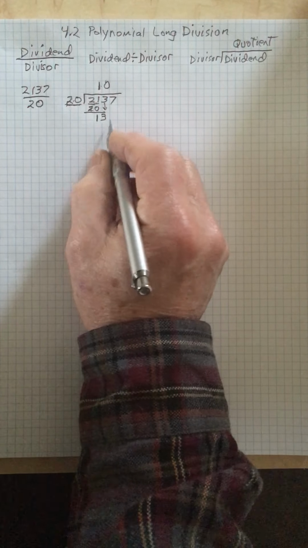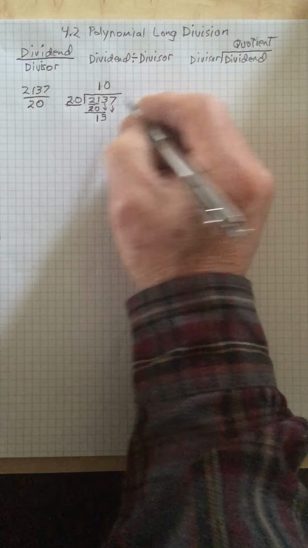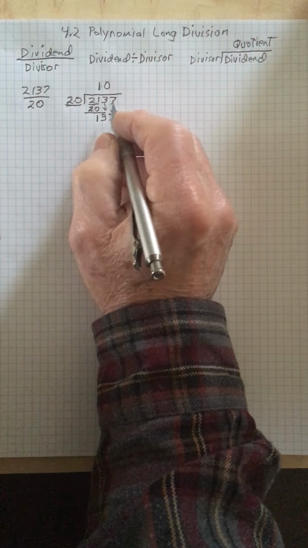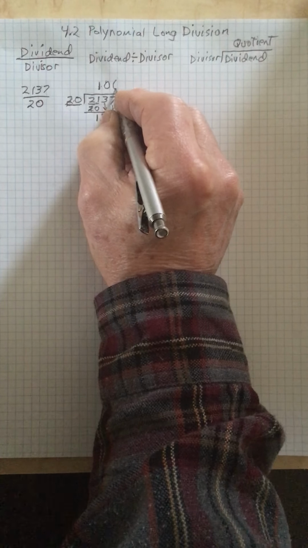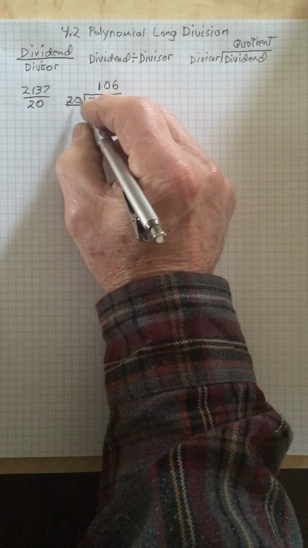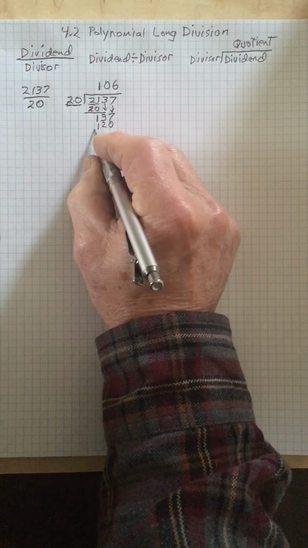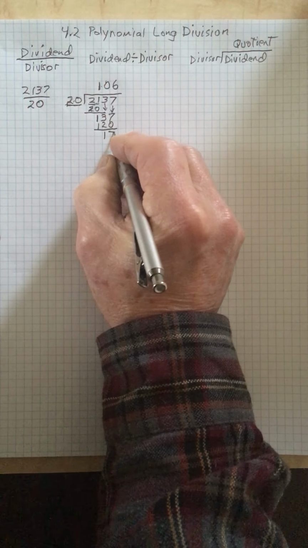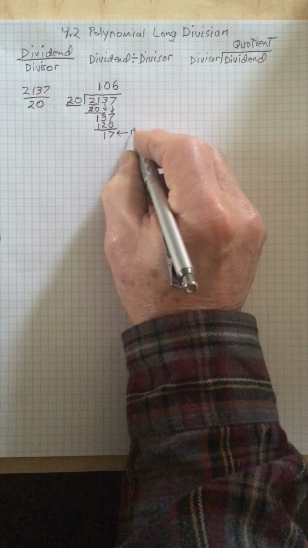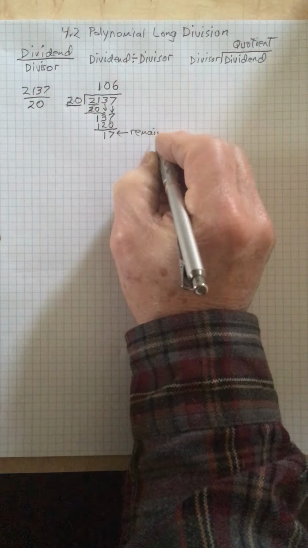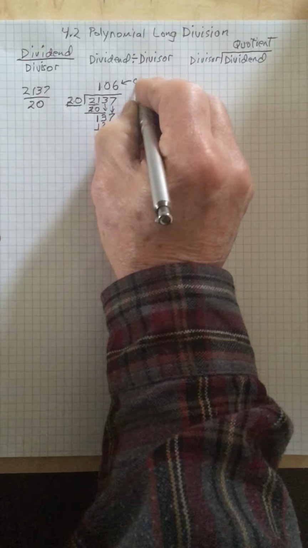So 20 times 0 is 0, so there's nothing to subtract there. So we'll bring down the next number. And once again, 20 times what equals 137? We can get to 6, that's close. 6 times all of this is 120. Subtract. Nothing left to bring down, so this is our remainder. And of course, this was our quotient.